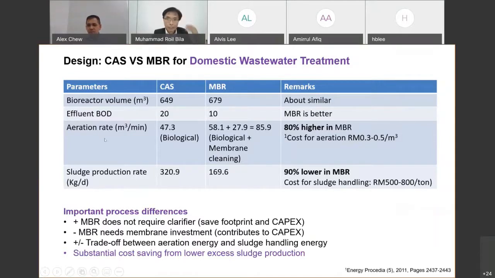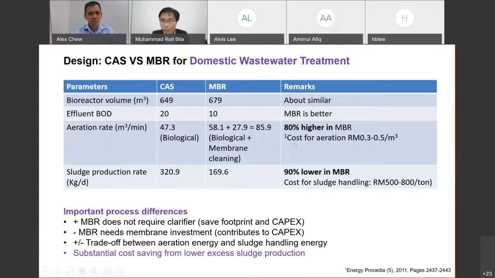Aeration rate, aeration energy, you see here MBR is 80% higher. Why do we need such high aeration? Remember that the sludge concentration is high. When you have a high sludge concentration, it means that you have more microbes. They can consume more food, but they also need more oxygen. So that is one of the reasons. The second reason is that if I have a membrane, I need the air to scour off the foulants. So MBR will consume 80% higher energy, but the thing is the cost for aeration is not much.